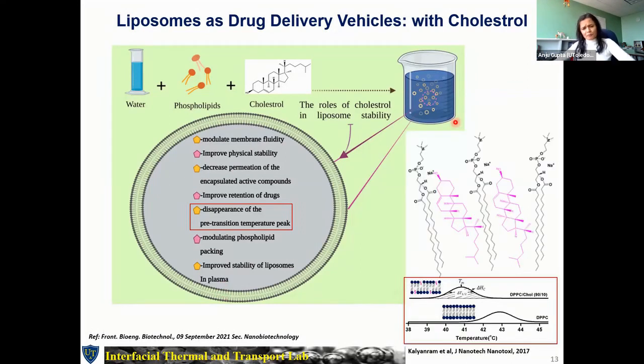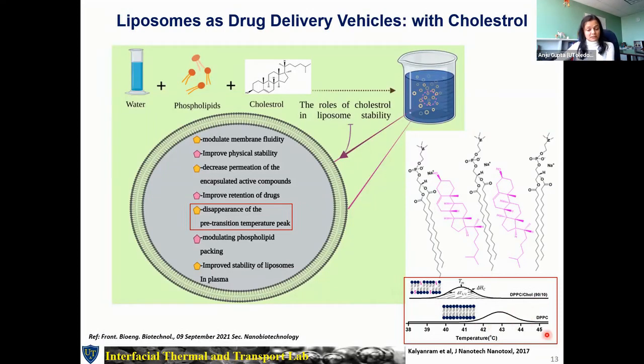But for our study, we demonstrated that, hey, cholesterol is hydrophobic. It is going to accumulate between the lipids. And when that happens, it's going to change the packing of lipids. And we saw those effects even with a simple DSC. And so this was published back in 2017, where we created formulations with DPPC and cholesterol.